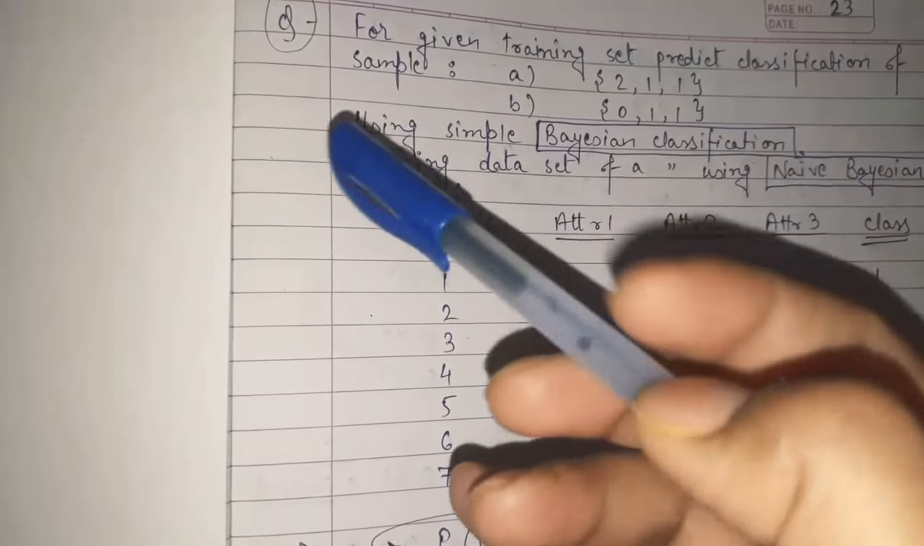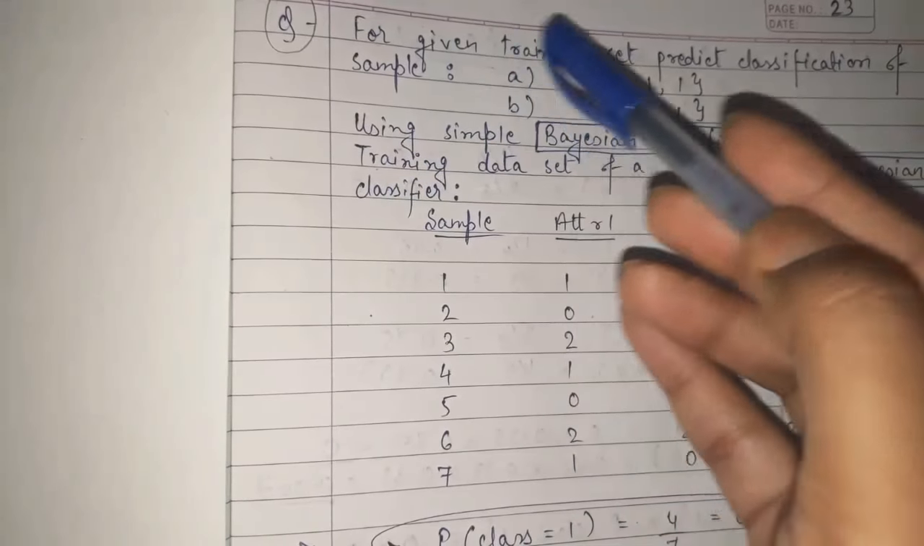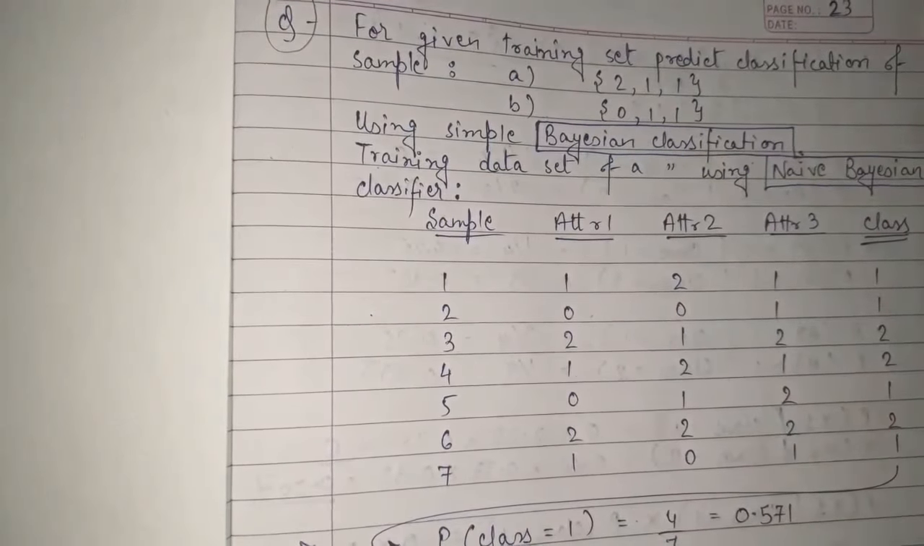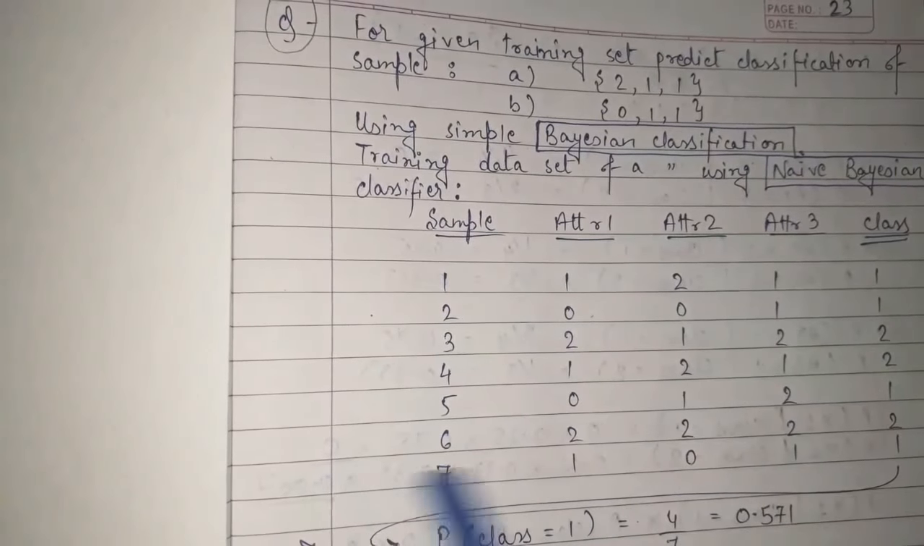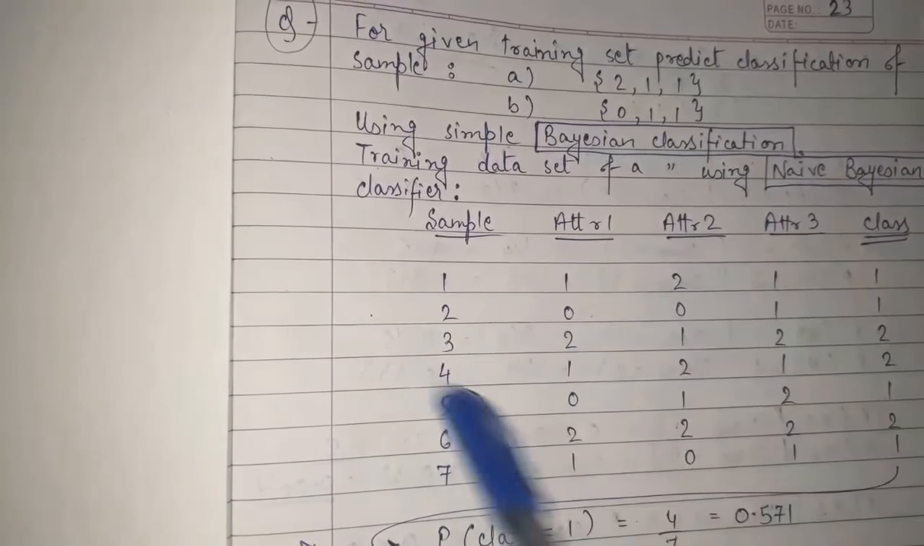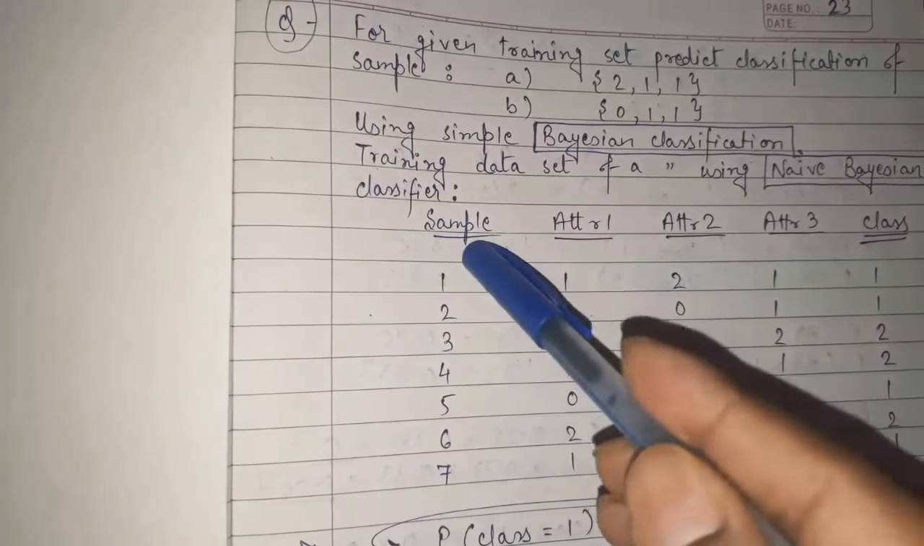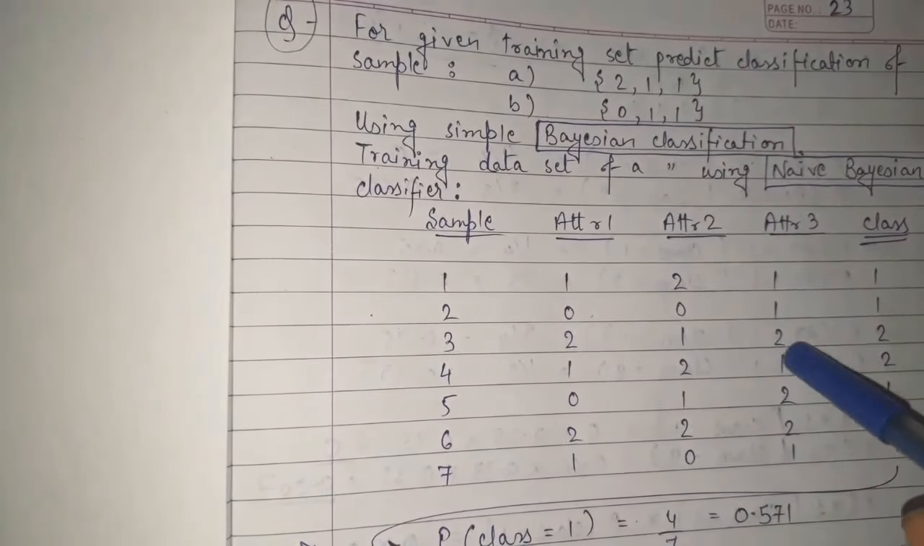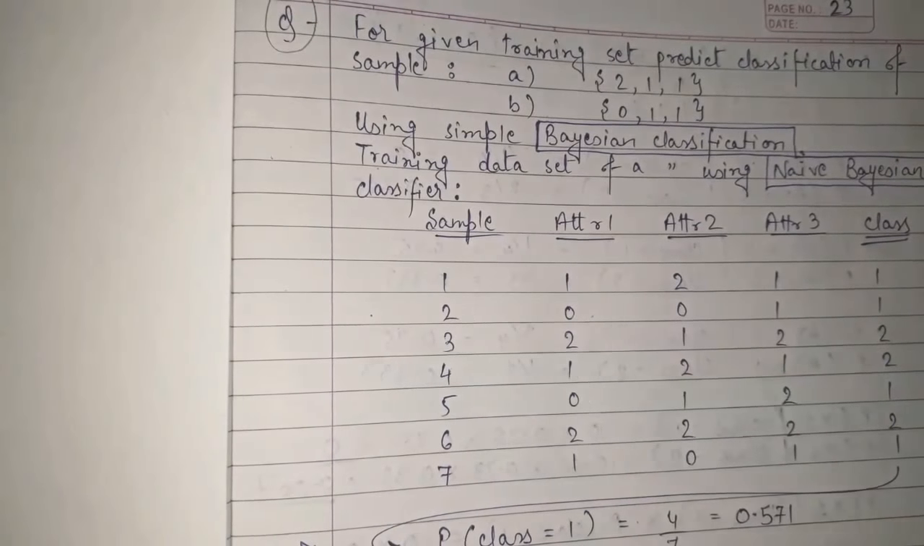So let's see the question. What is given in the question? For the given training set, predict the classification of the sample. Yes, it is very easy. Up to here, this is the question. They have given the data of 7 samples along with their attribute values and their classes, that is, to which class these samples belong. So this is the whole data given to us.